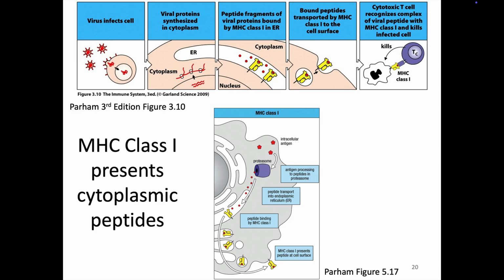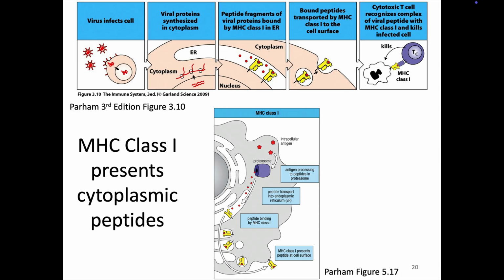And here is the overall process of class 1. I am going to sometimes reference back to figure 5.17 from your textbook. There are things I both love and things I hate about figure 5.17. So we're going to see some of figure 5.17 today, but we're also going to trash talk figure 5.17 on Friday, because this shows us a pretty nice overview of MHC class 1 presenting its cytoplasmic peptides.